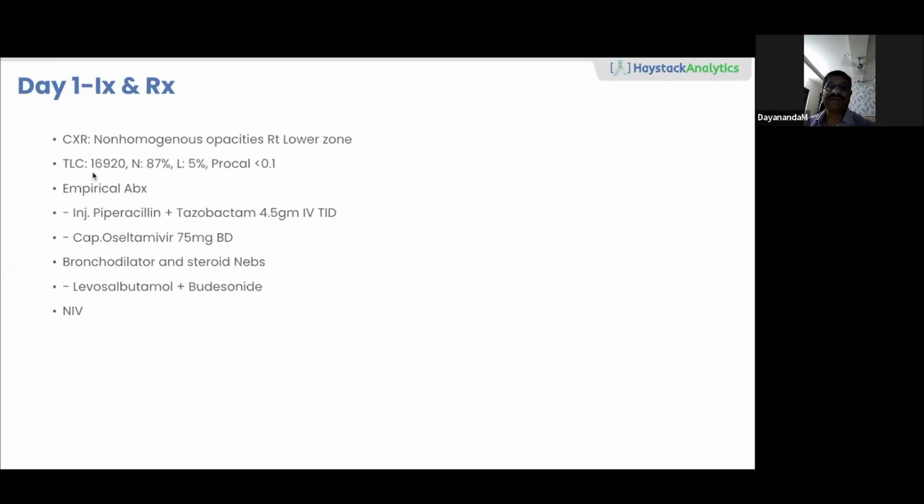On day one of admission, the chest X-ray showed non-homogeneous opacities in the right lower zone, and a total count of 16,920. She was started on empirical antibiotics with injection piperacillin tazobactam, oseltamivir, bronchodilators, and was also started on NIV, considering that she was tachypneic.